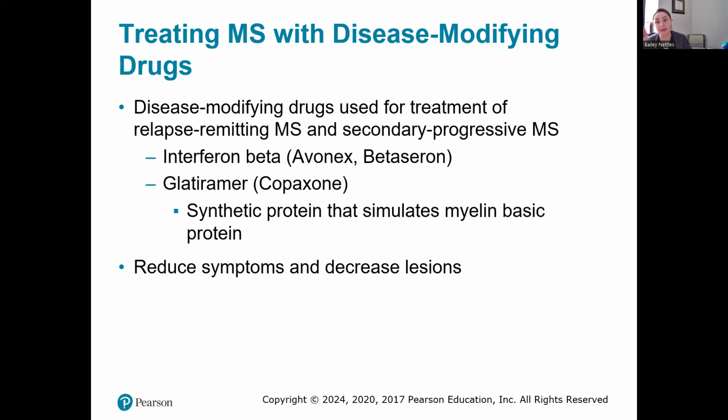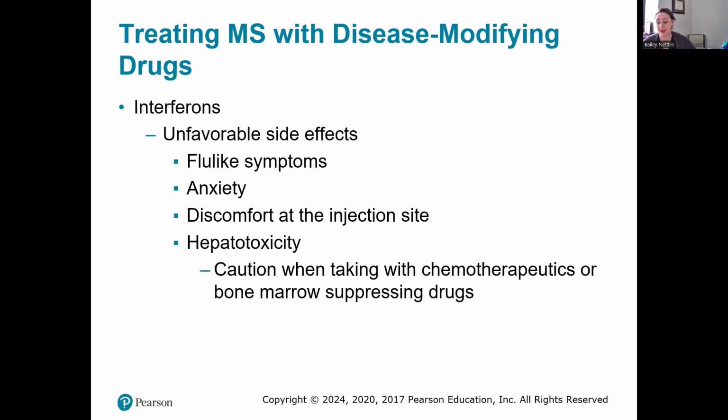I'm gonna get this right. Glatimer. Okay, so these reduce the symptoms and decrease lesions. So the interferons, I don't know if you remember this back from A&P, interferons are what are released from your body when you have an infection, and it's kind of just your body's way of saying, hey, there's something going on. And it helps fight the problem, and we need to figure out what's going on and fix it.